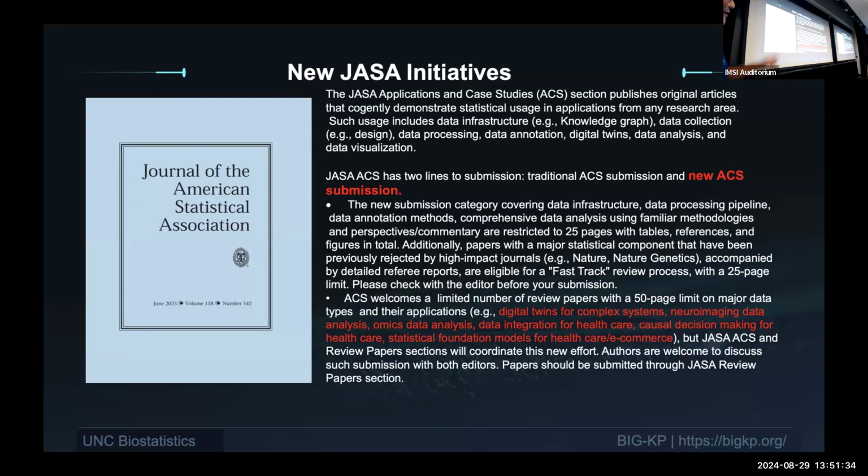Another thing is we also welcome a limited number of review papers with a 50-page limit on major data types and applications. I listed all these major topics that I'm interested in. If you think you can find a group of top people to write, you're welcome to write. And thank you.